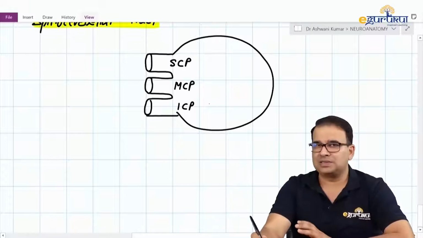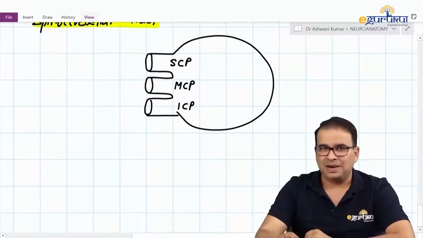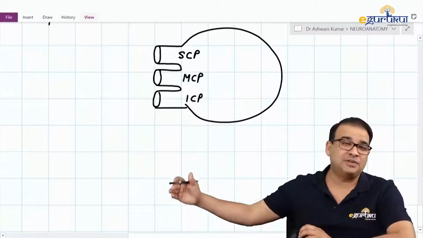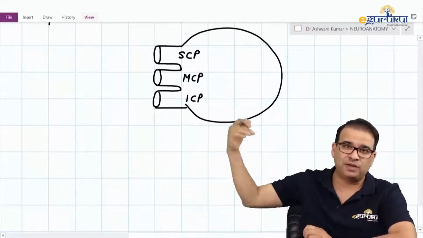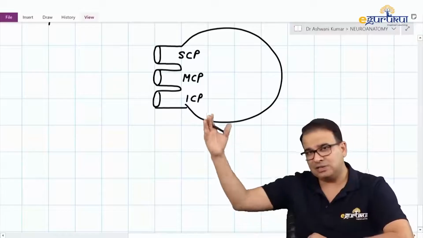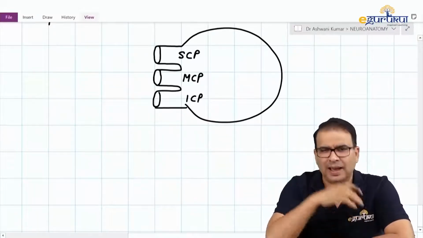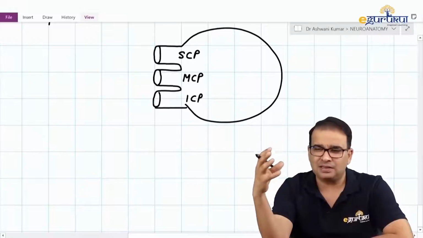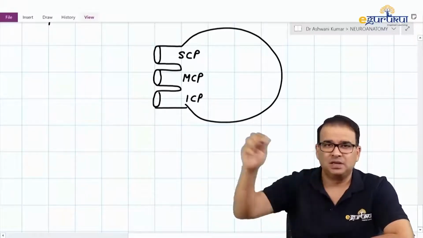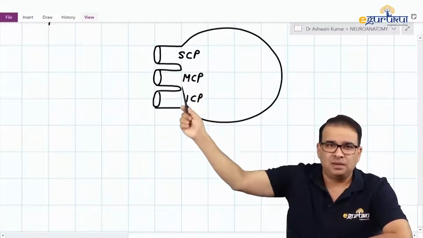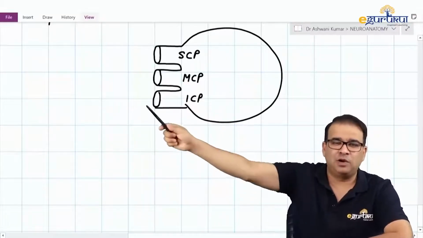These peduncles are to be discussed in detail in the cerebellum, but at least in this discussion, I should know that when the tracts come from the spinal cord, they will enter the cerebellum through which peduncle. So we have three of them: superior, middle, inferior. And why do we have three? Because they are connecting the respective parts of the brainstem. The superior cerebellar peduncle is a direct connection to the midbrain, the middle to the pons, and the inferior to the medulla oblongata.